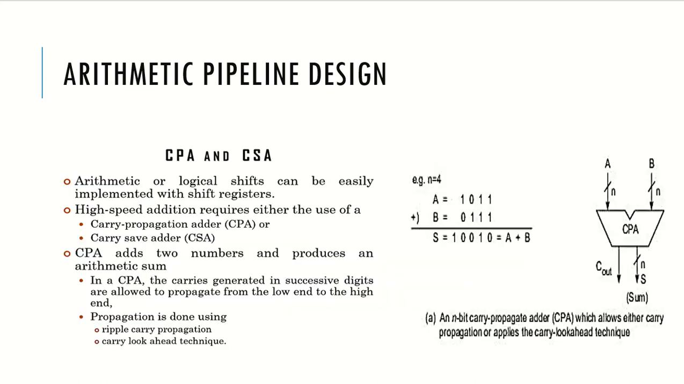Now let's see about all these. First we have to know what CPA and CSA are. This is also something you have already learned in your course on computer organization. CPA stands for carry propagate adder, and CSA stands for carry save adder. When you talk about arithmetic and logical shift, you have to make use of the shift register. Then you have high speed addition, which can be done using either a CPA or a CSA. If you are talking about the CPA, as the name says, the carry generated will be propagated from the right end to the left end, from the least significant bit to the most significant bit of your result.